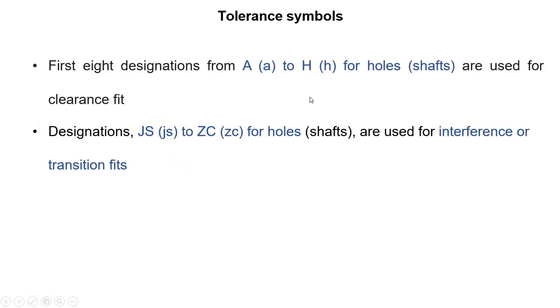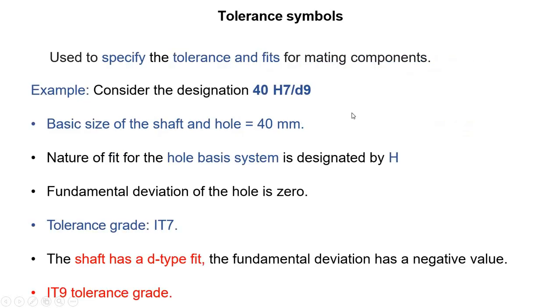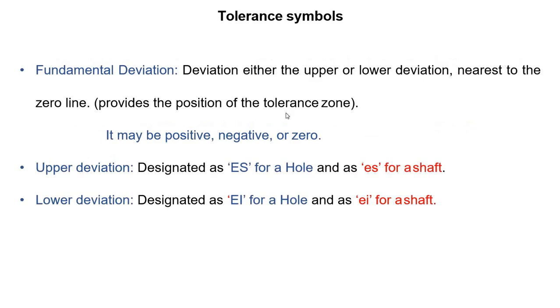The first 8 designations from A to H for holes are used for the clearance fit. Designations J to ZC for holes are used for interference or transition fit. So if you have A to H, it indicates the clearance fit, and from J to ZC it indicates the interference fit.